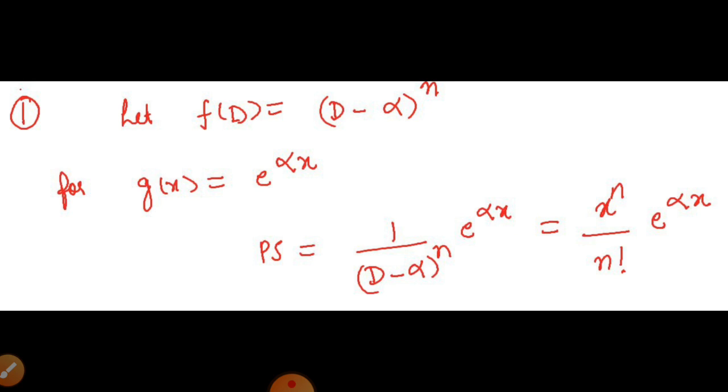So suppose g(x) is exponential, e to the power alpha x. If g(x) is an exponential term, then our particular solution for such a differential equation will be 1 upon (D minus alpha)^n times e to the power alpha x, and we will put this solution as x to the power n upon n factorial e to the power alpha x. We are not doing the derivation of such an equation here.